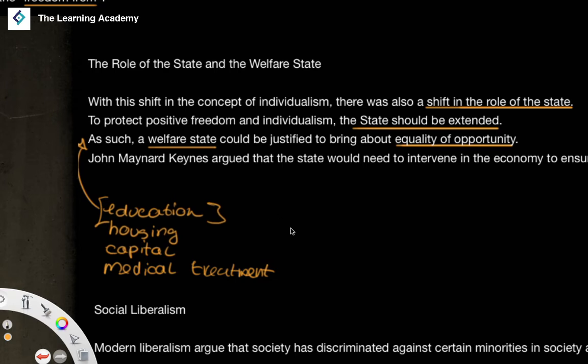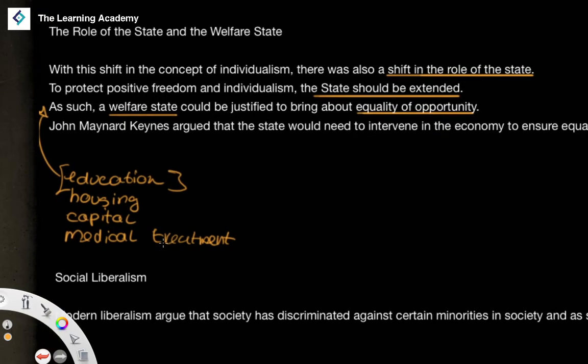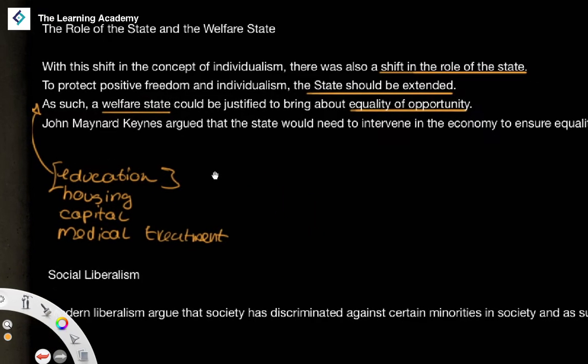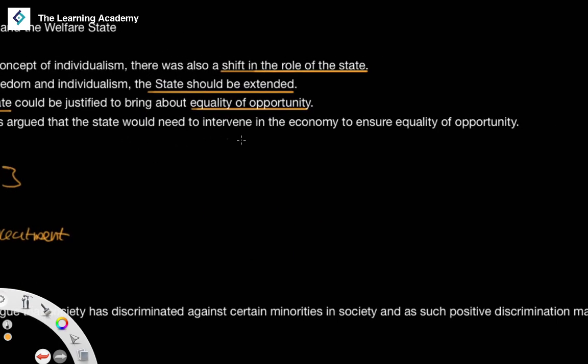And as such, even those who are less fortunate have the opportunity to achieve the same things as people who are more fortunate. That is how we can justify a welfare state within this new modern liberal regime. And this is supported further by John Maynard Keynes, who was an economist, who argued that the state would need to intervene in the economy to ensure an equality of opportunity.